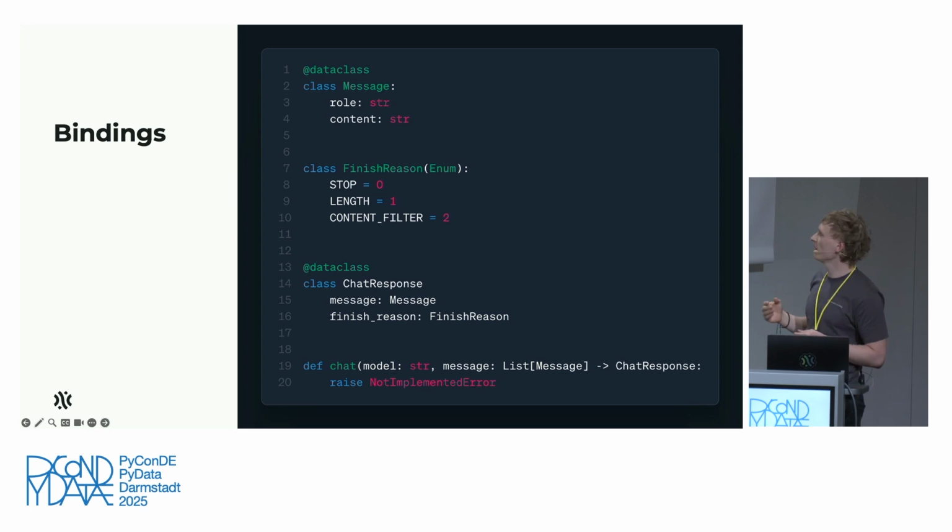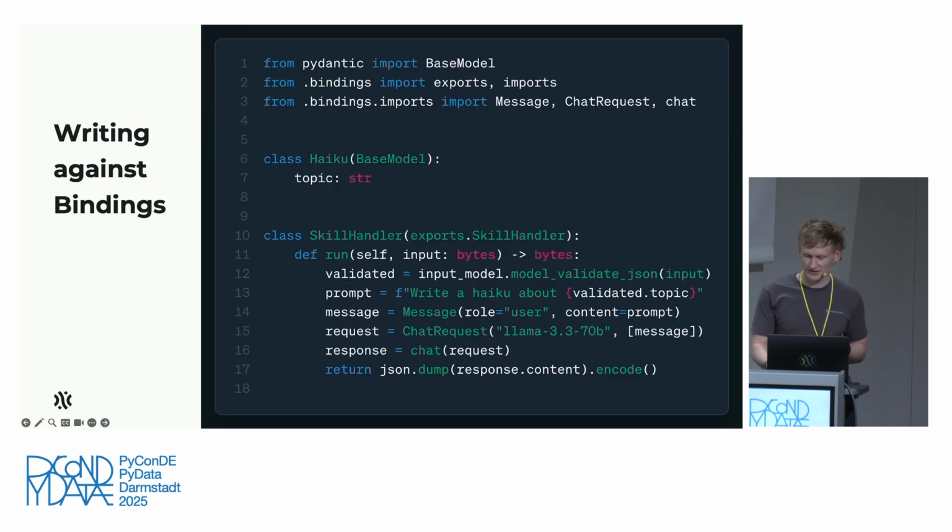And in our team, we always have this example, if we just want to do a quick demo of a very simple skill, which doesn't do much. It just takes an incoming topic, and then it asks an LLM to generate a haiku about this topic. So how would this look written against these bindings?